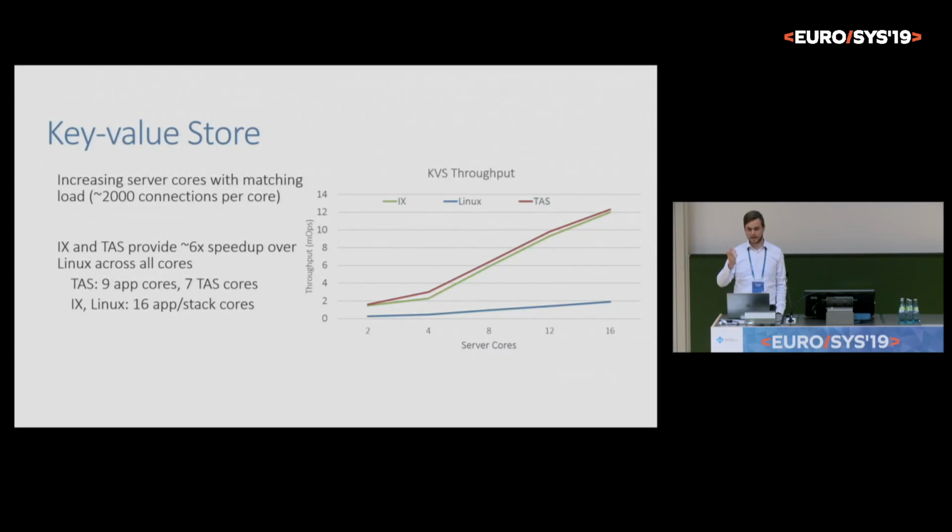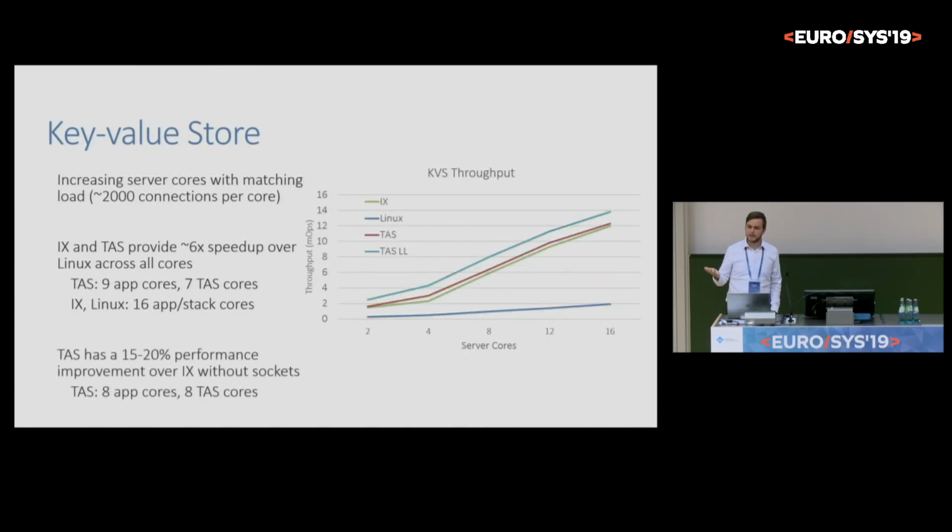Another thing is that, as I mentioned before, IX does not provide a sockets interface. So you have to modify the application to use IX, whereas with TAS and Linux, we're running the same unmodified binary. If we instead rewrite our application to use TAS's more low-level interface and forgo sockets, we can get another 15 to 20% performance improvement, and we can see that our CPU balance is more on the network side. So we have 8 application cores and 8 TAS cores because we're not doing the sockets overhead on the application side.